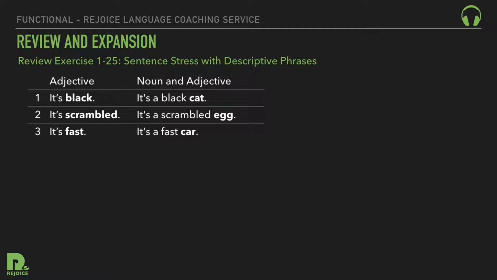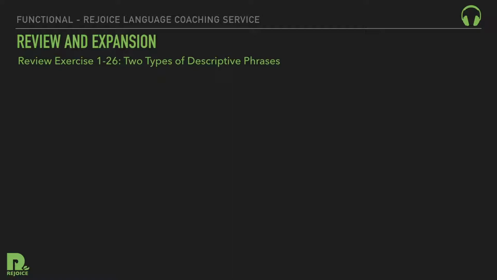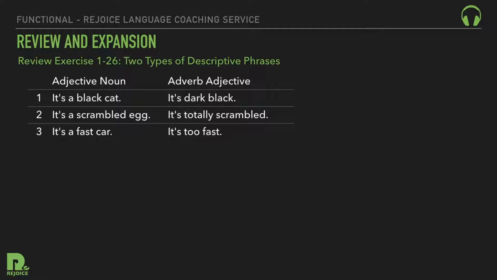Review exercise 126. Two types of descriptive phrases. It's a black cat. It's dark black. It's a scrambled egg. It's totally scrambled. It's a fast car. It's too fast.